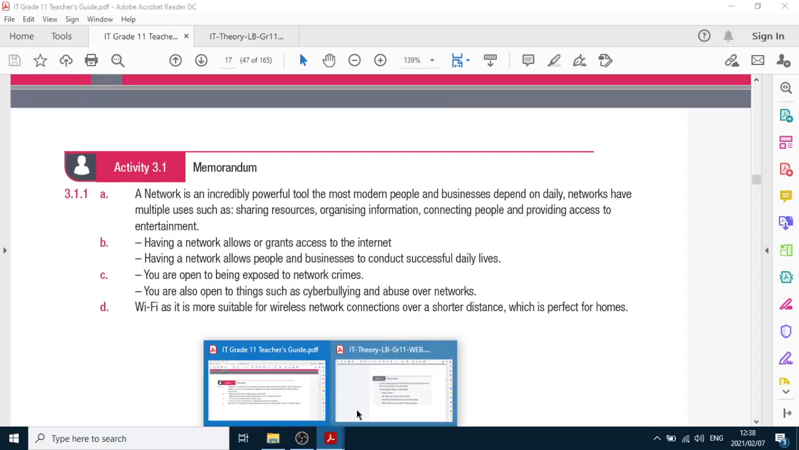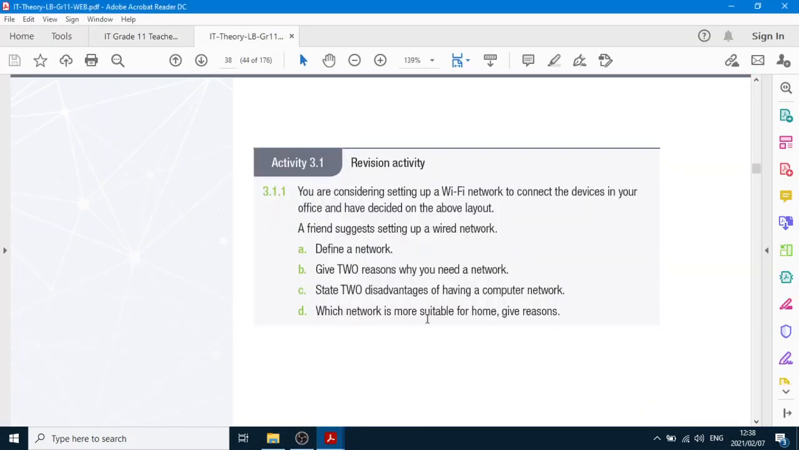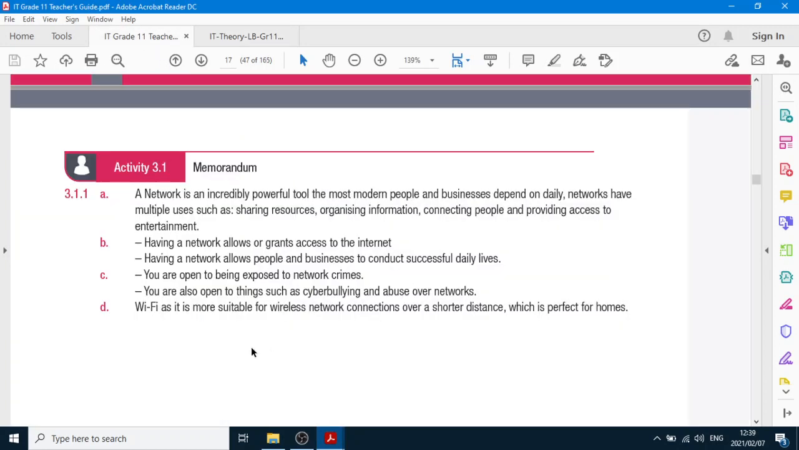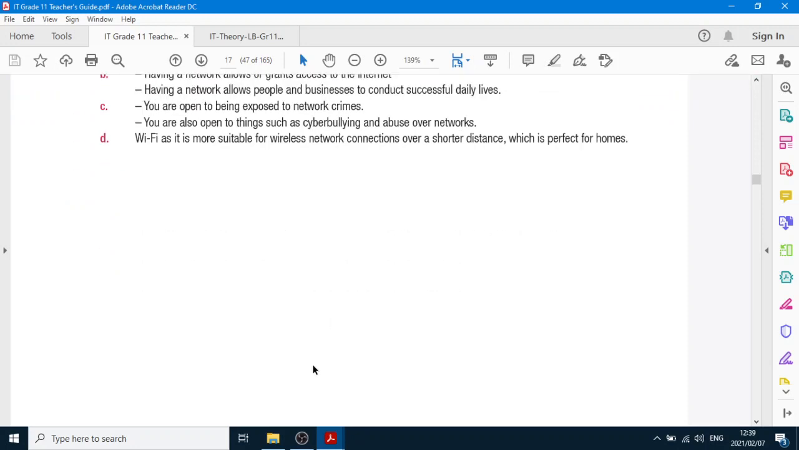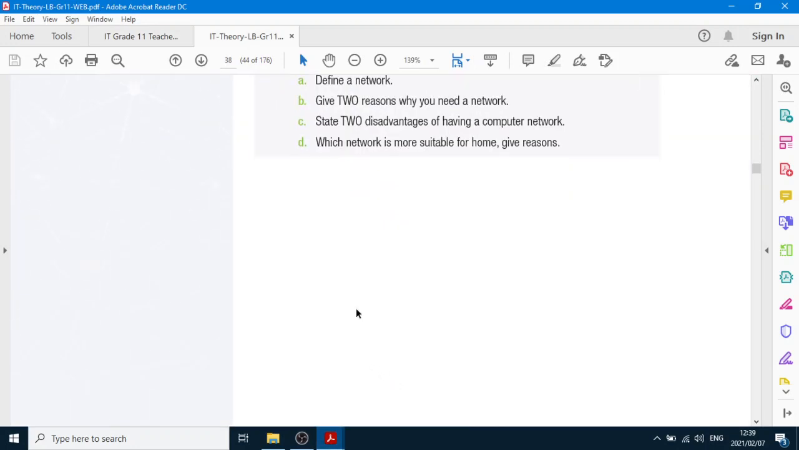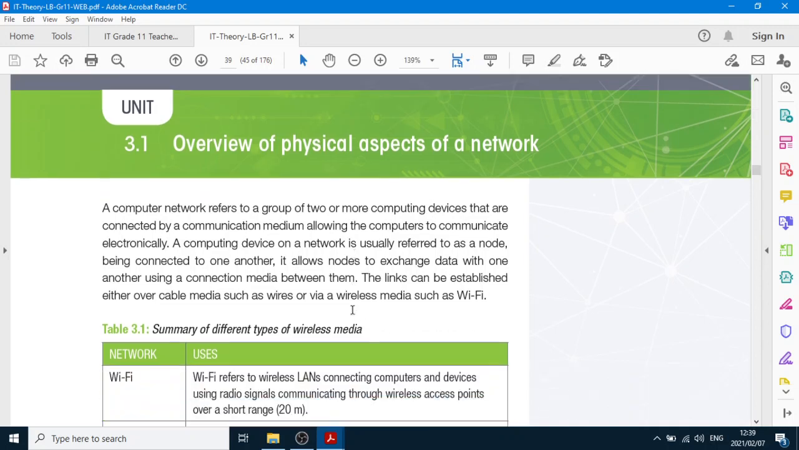So, which network is suitable for home? And give reasons. Well, the Wi-Fi, because it's more suitable for wireless network connections over a shorter distance. And we'll move on to the grade 11 content.